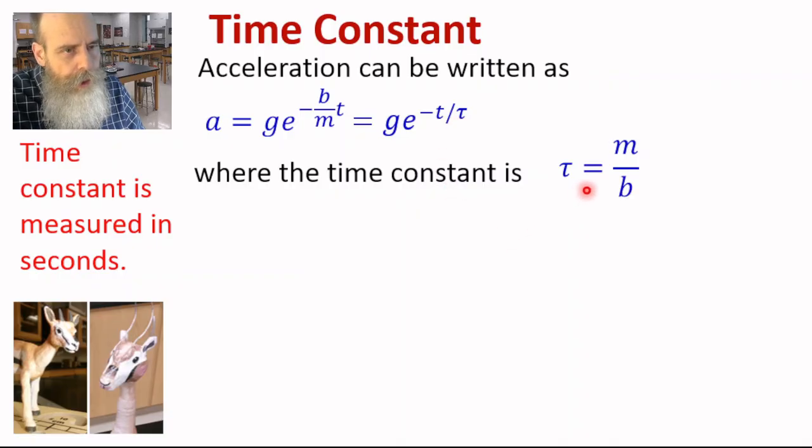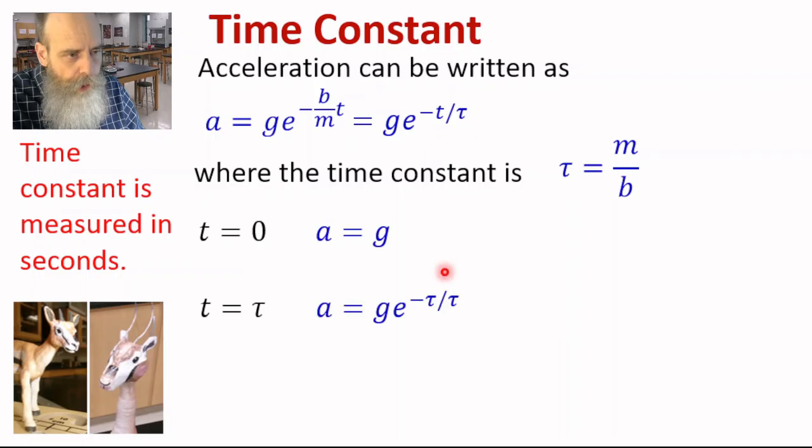Another way to see that, mass is in kilograms, b is in newtons per meters per second. And if you work that out, you'll find that it is in seconds. Let's see how acceleration changes when we increase the time by the time constant. When t equals 0, a equals g, because e to the 0 is 1. When t equals tau, a equals g times e to negative tau over tau. This is e to negative 1, which is 1 over e. So a equals g over e.